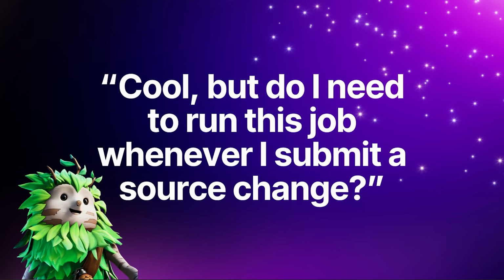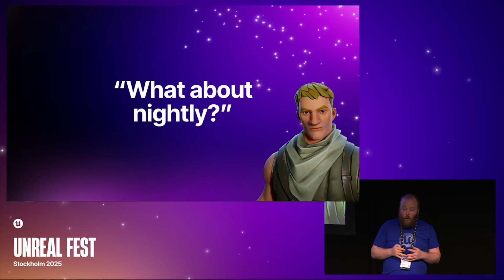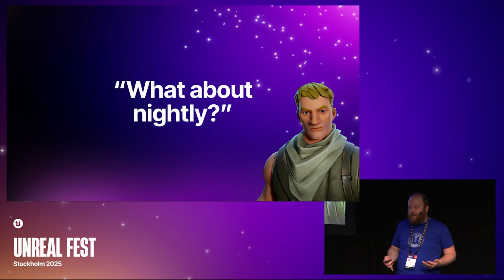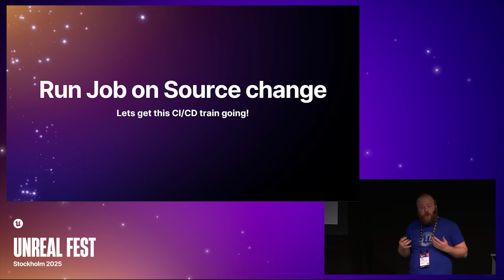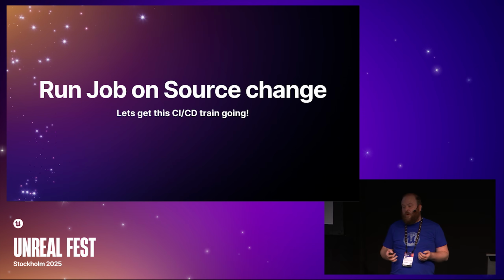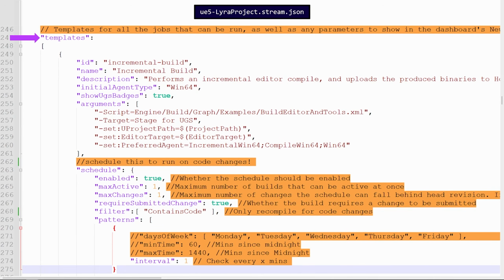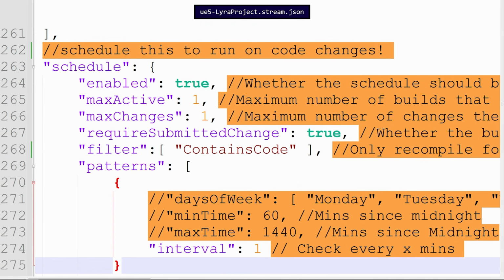Cool. But do I need to run a job whenever I submit a source control change? And of course, what about nightlies? Of course, we can trigger jobs based on criteria, such as when a new change list is available. This can be done on a per job template level with the schedule settings. Each of our job templates will be found in our stream.json file. We're going to be looking at the incremental build as an example. These are our specific settings I've added into that job, okay?